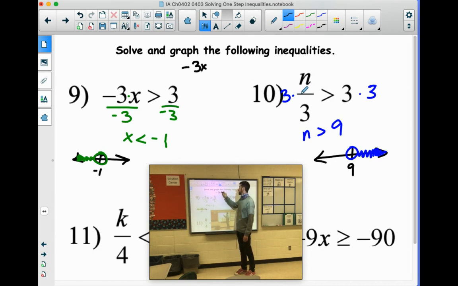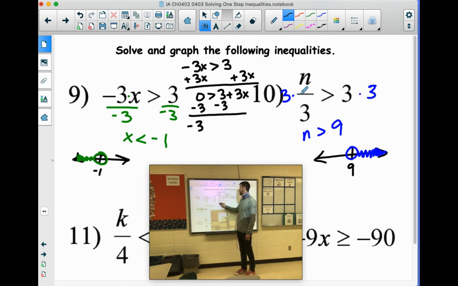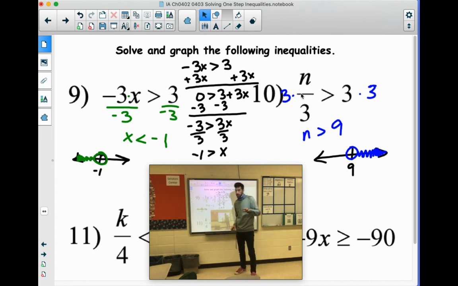Negative 3x is greater than 3. You could add 3x's to both sides, which would give us 0 is greater than 3 plus 3x. And then you could subtract 3, which would give you negative 3 is greater than 3x. And then you divide by 3, and you get negative 1 is greater than x, which can also be written as x is less than negative 1. Oh, that's what we had. So instead of doing all that work, just remember, if you multiply or divide both sides by a negative, you flip that inequality, you reverse it.